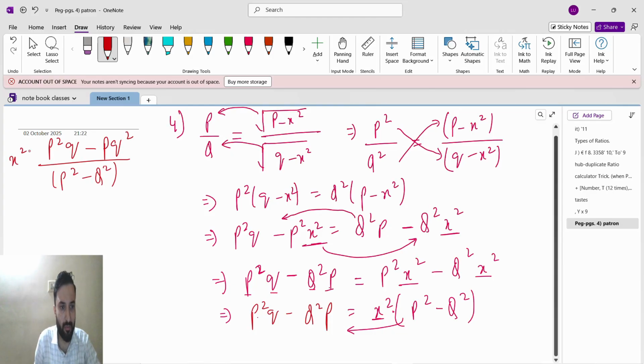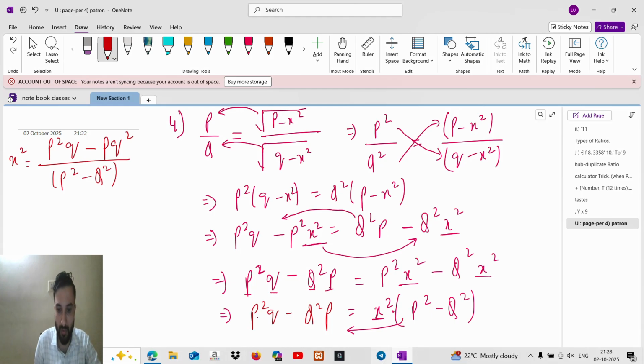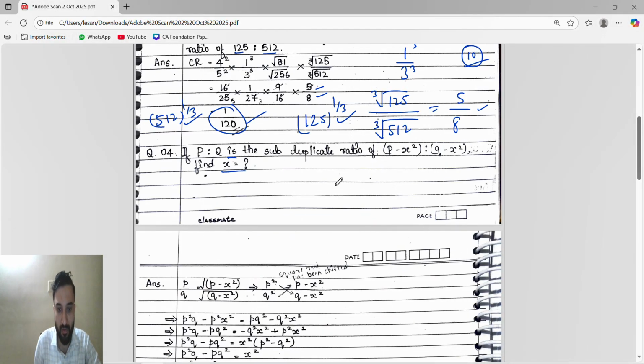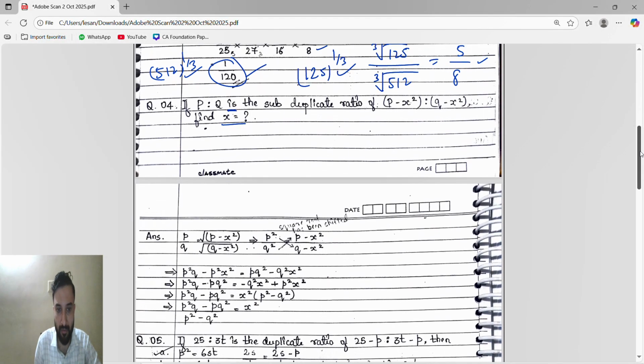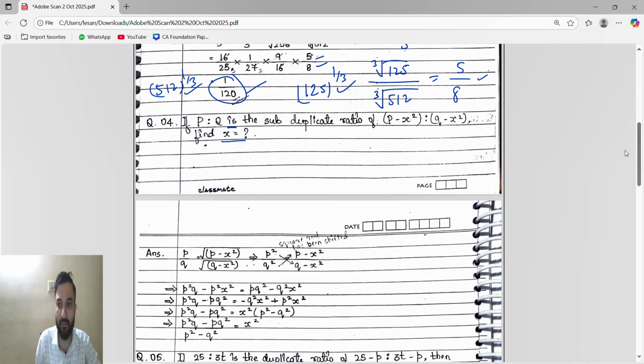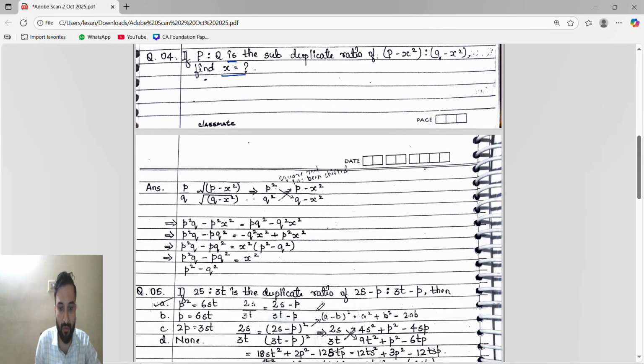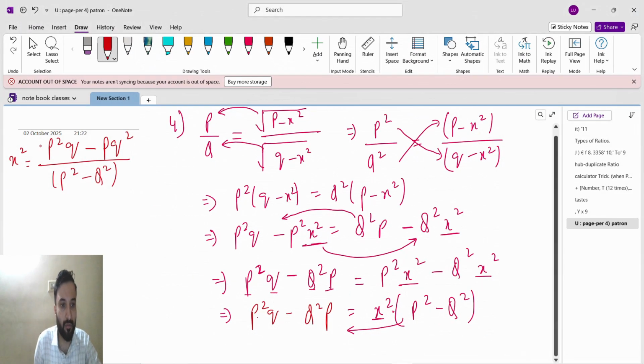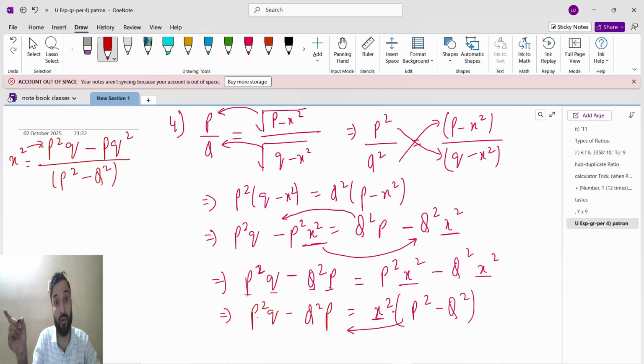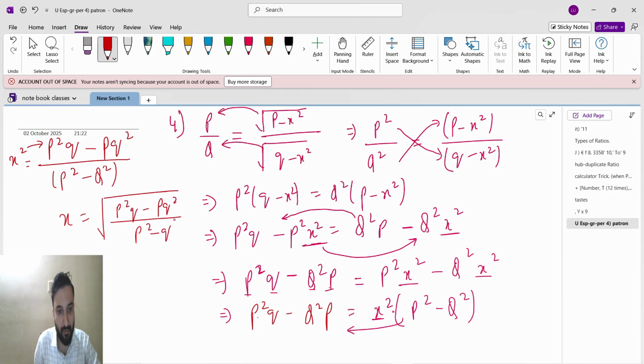So x square is this much. Then what we have to find here is x. Achha, x square we have, we have to find x, guys. After getting this, see, x square is this much. If you have to find x, the square will go that side and become a square root. So x equals square root of P square Q minus PQ square divided by P square minus Q square, right?